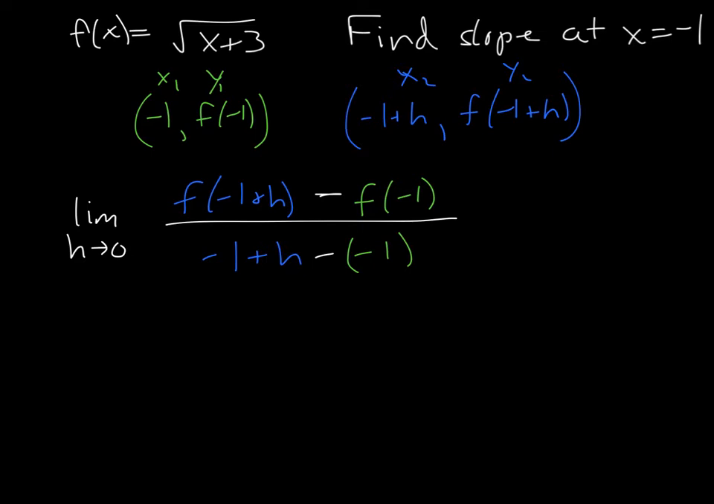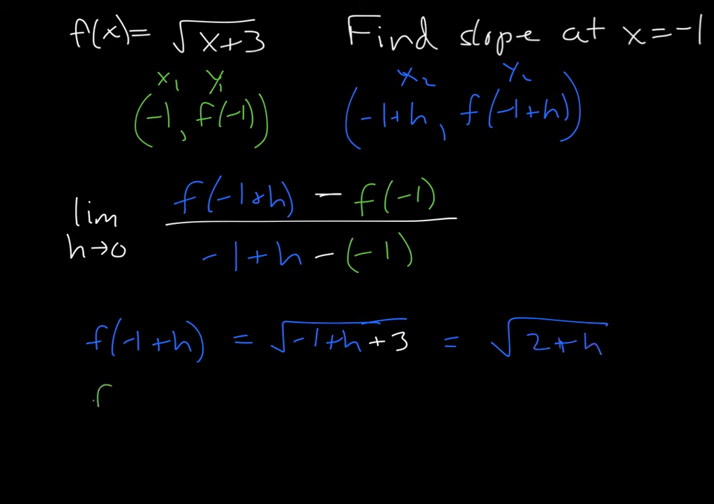So I'm coming right back to this, but I'm going to do a little work on the side to figure out f of -1 plus h and f of -1. So f of -1 plus h is me going back to my function right here, and I've got square root of -1 plus h, just went in for x, and then I've got this plus 3 that was there. Simplifies to square root of 2 plus h.